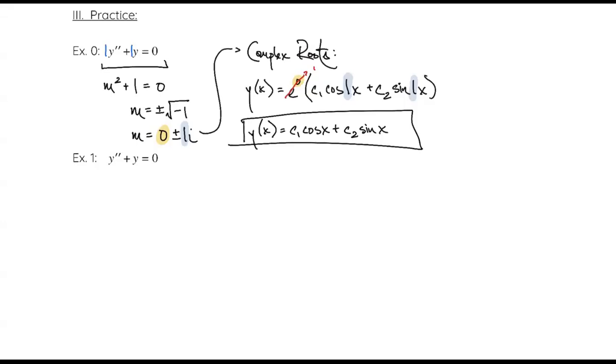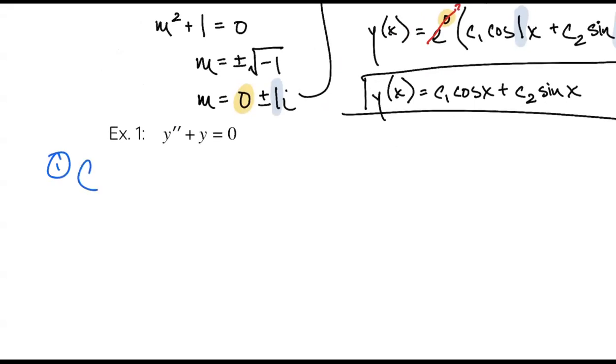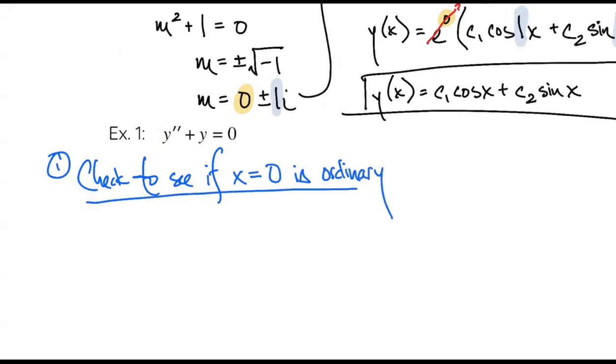Well, we're going to break this down into 1, 2, 3, 4, 5 very long steps, okay? And we're going to start with step 1. And step one is we are going to check to see if x equals 0 is ordinary. Now I should have stated here that x sub 0 equals 0. All right, so just so we know that that 0 is going to be our center point.